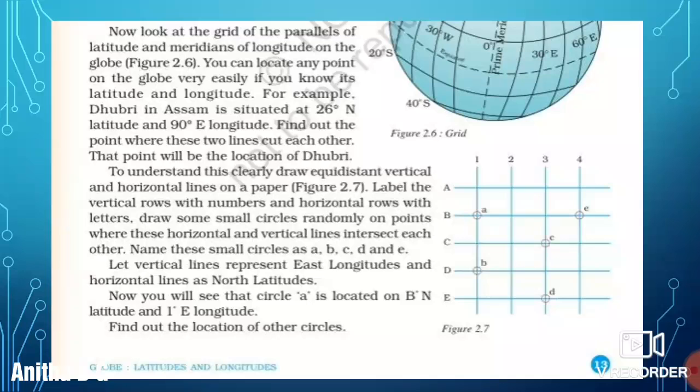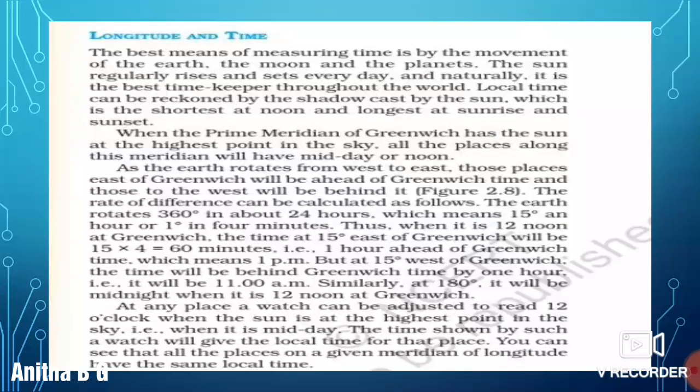Let vertical lines represent east longitude and horizontal lines north latitude. Now, you will see the circle A is located on a north latitude and 1 east longitude. Find out the location of the circles. We can say this: longitude and time. What is longitude and time?